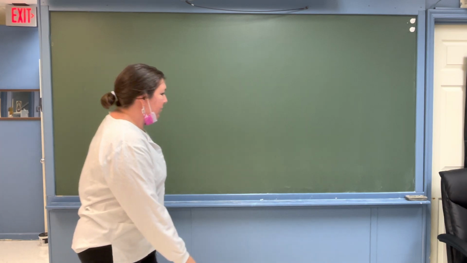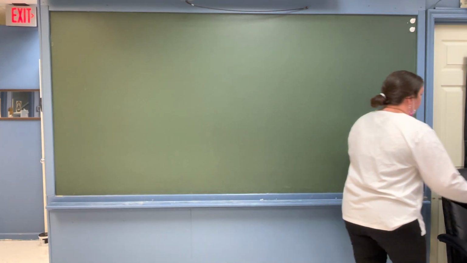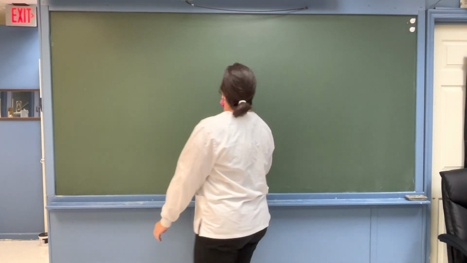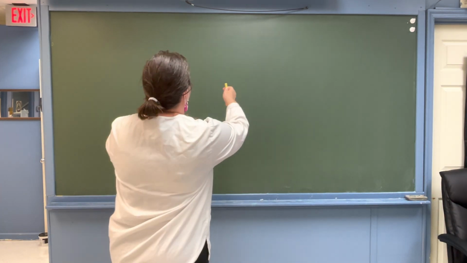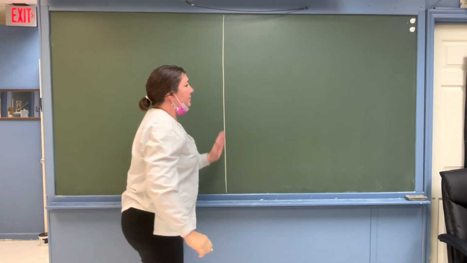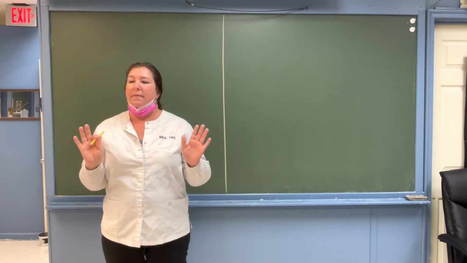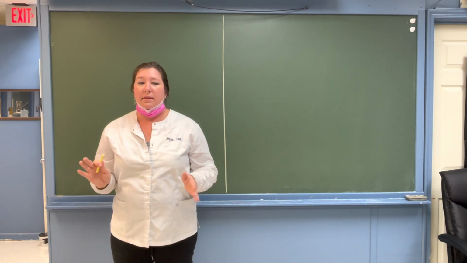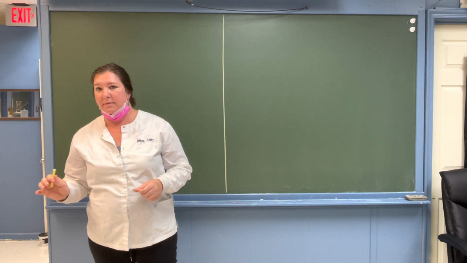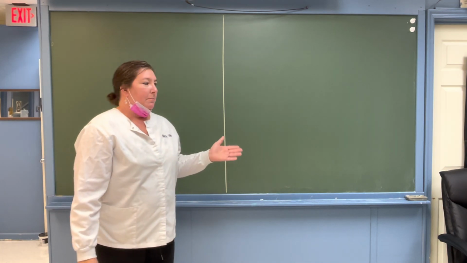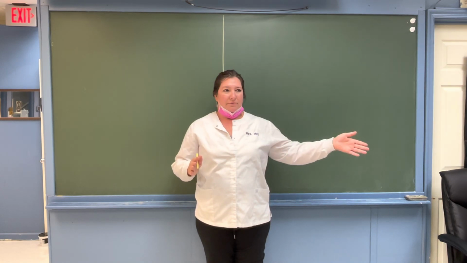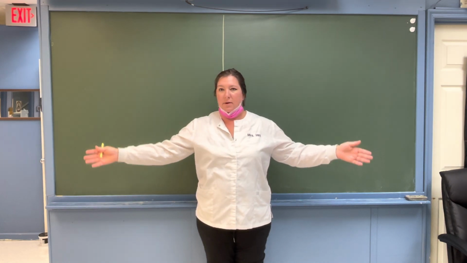So the first thing we're going to start with, for the map of the mouth, is to find the very center, and this is called the midline. Okay, M-I-D-L-I-N-E, midline. The purpose of the midline is to separate the left from the right, okay?